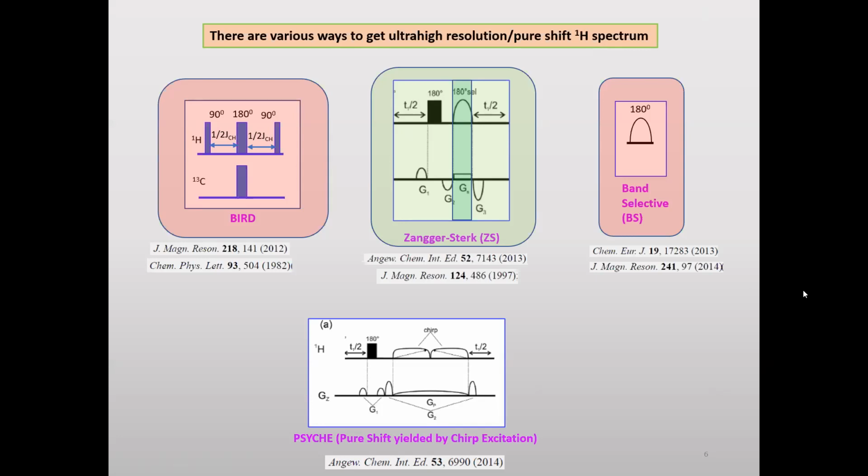Here we use a pair of small flip angle chirp pulses in the presence of a gradient to get a broadband homodecoupled spectrum. The band selective one is a band selective pure shift spectrum. BIRD, Zangger-Sterk and PSYCHE all produce a broadband homodecoupled spectrum, or broadband pure shift spectrum. Okay, next.